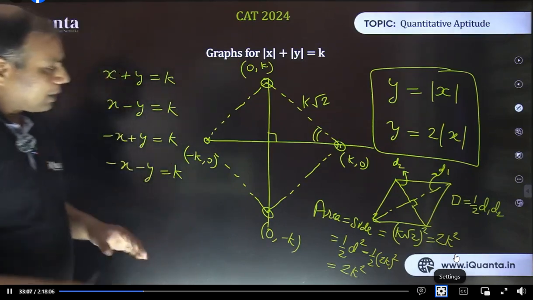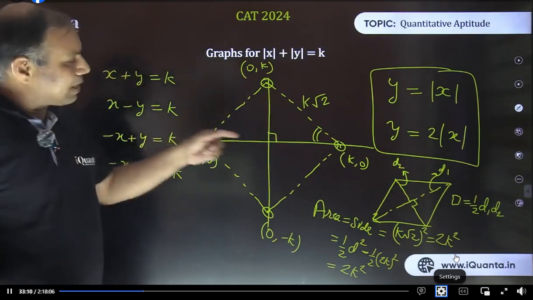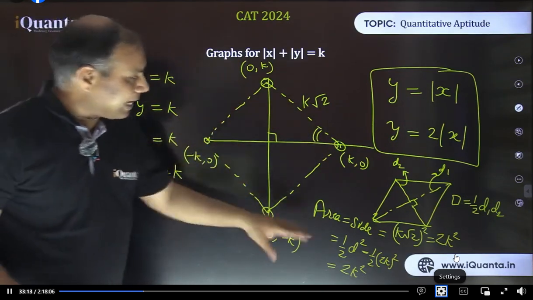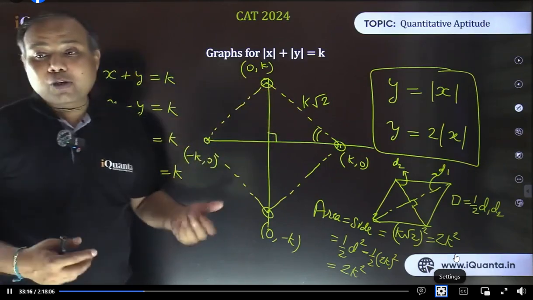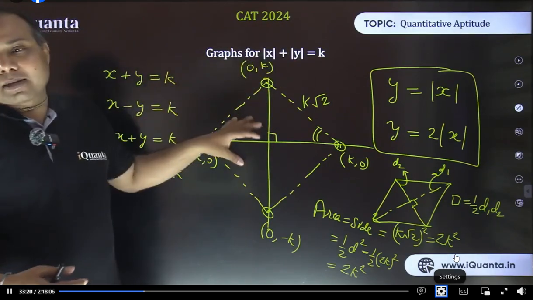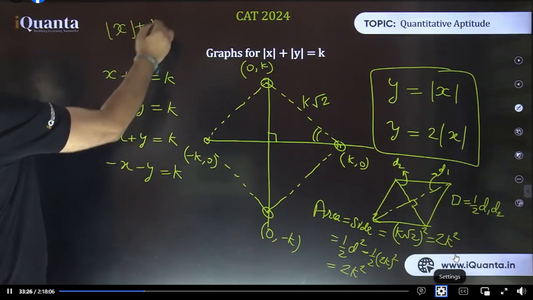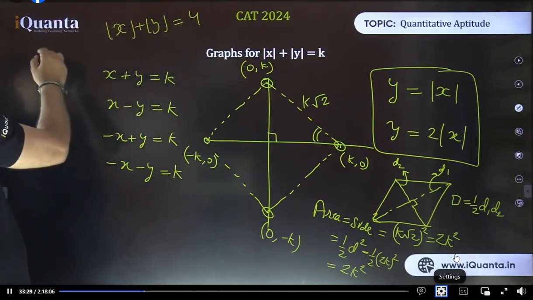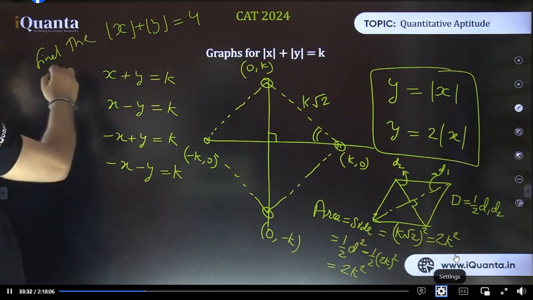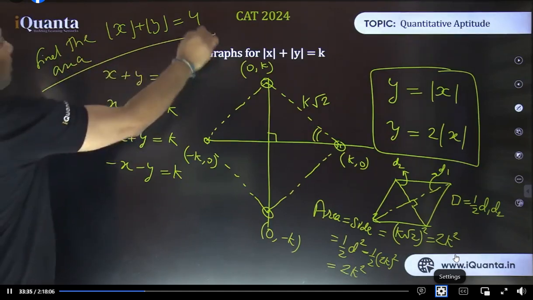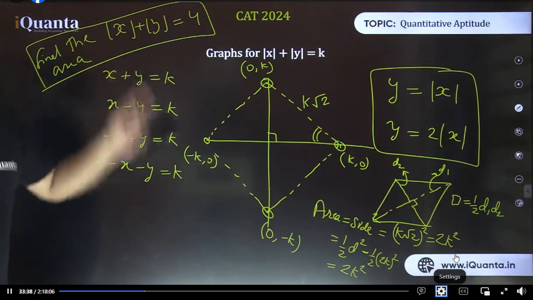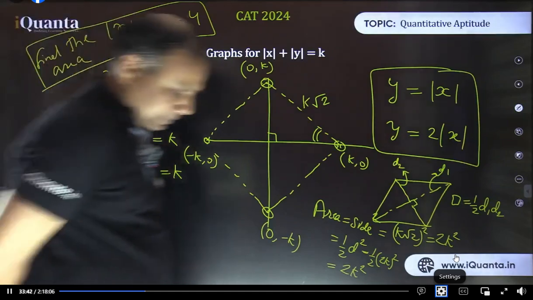Okay, let's move further now. So we have calculated each side length, the length of the diagonal, and the area inside this graph. Now the question: what is the area bounded by this equation? It is given that mod x plus mod y equals 4. Find the area bounded by this region. Please answer fast.